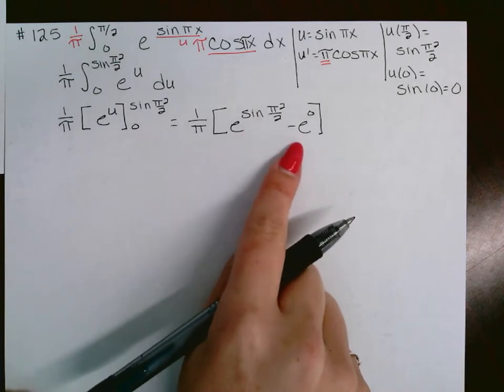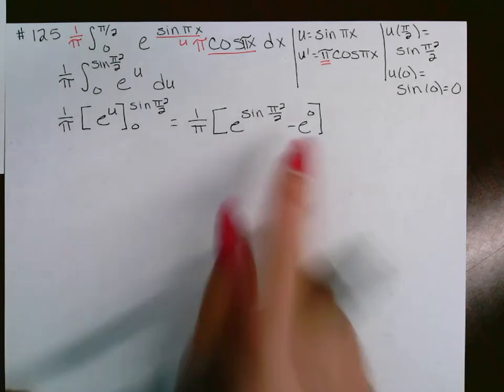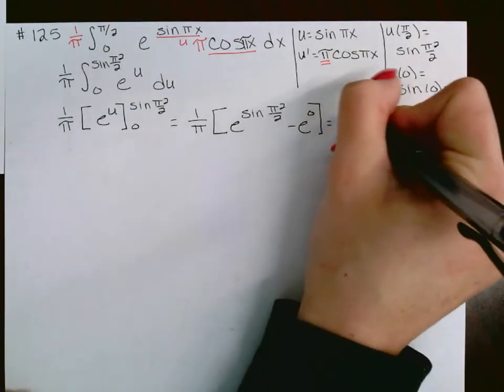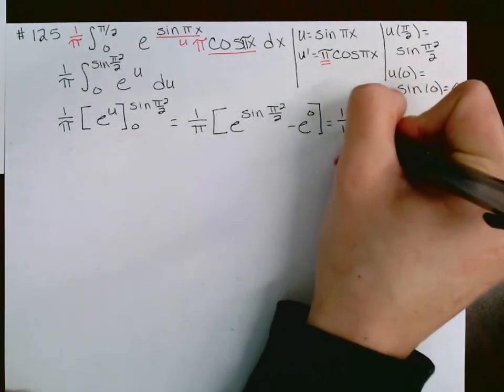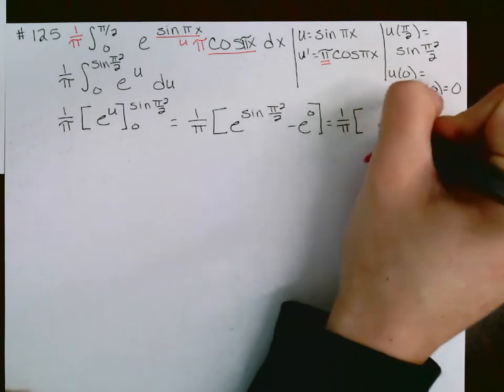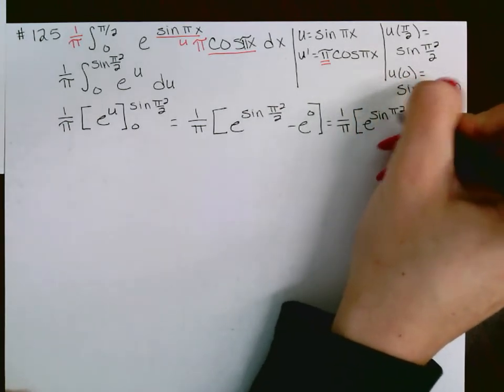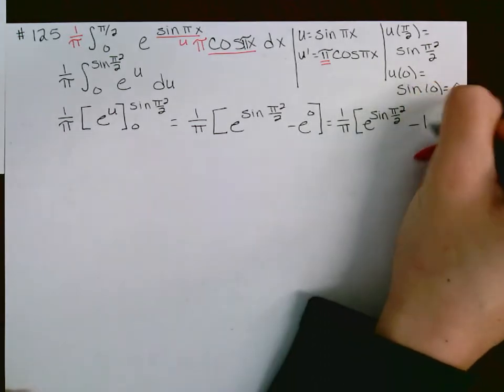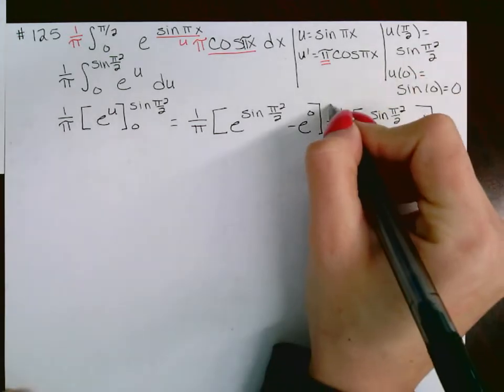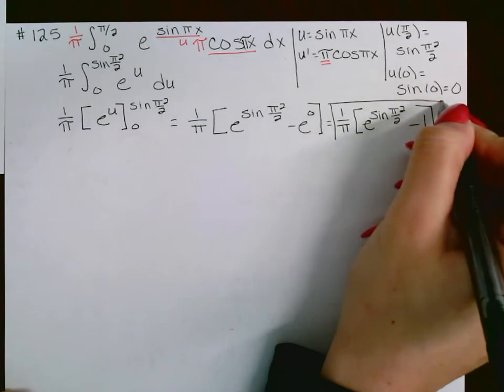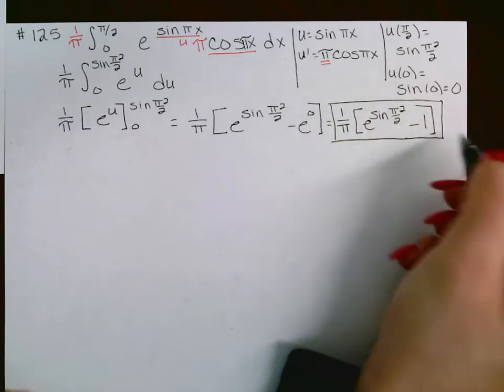How about e raised to 0? Yes, what is e raised to 0? 1. So I can say 1 over pi times e raised to sine of pi squared over 2 minus 1. And I'm going to stop there. You are fully allowed to stop there. There's nothing cleaner we can do to that.